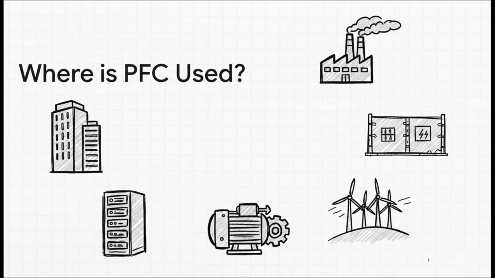So where do you see this stuff in action? Well, pretty much anywhere that uses a serious amount of electricity. We're talking industrial plants, huge commercial buildings, data centers, electrical substations, and even renewable energy sources like wind farms. They all rely on power factor correction to run efficiently.